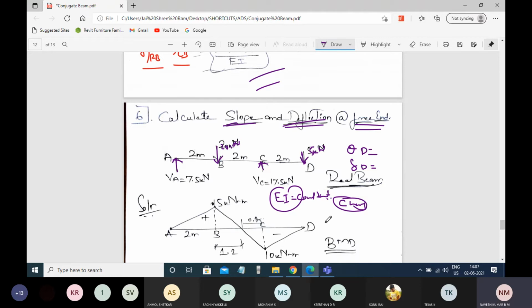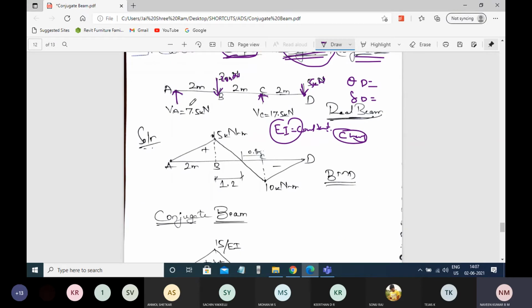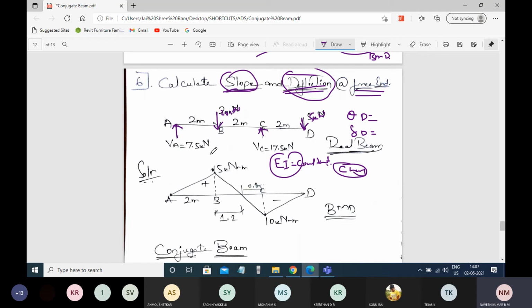Now here we need to find the slope as well as deflection by using the conjugate beam method. What does the conjugate beam method require? You require the BMD. Try to write the BMD. This is not the standard case where you can directly get the BMD, so in that case what you need to do is calculate the reactions. How to calculate the reactions? Use equations of equilibrium.